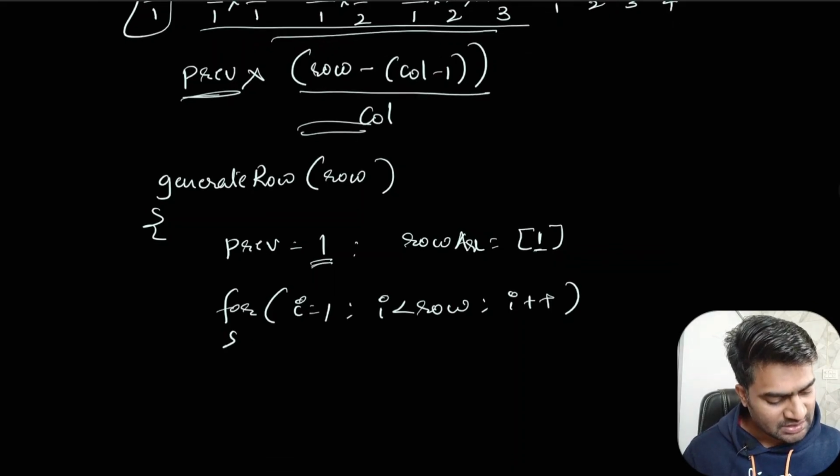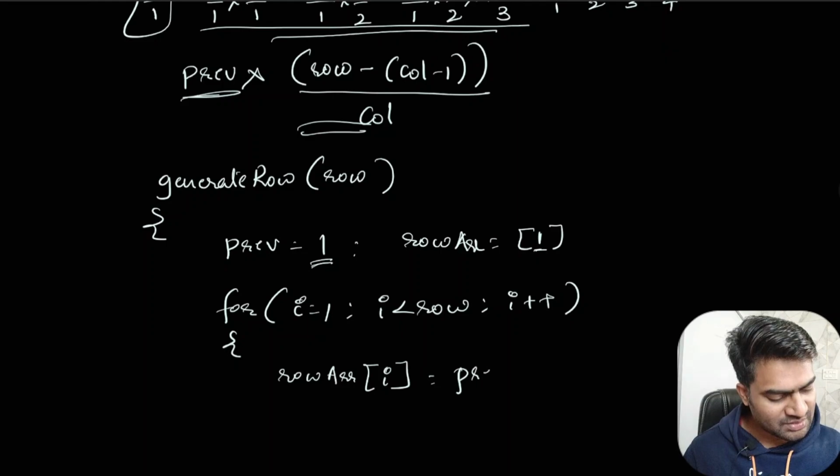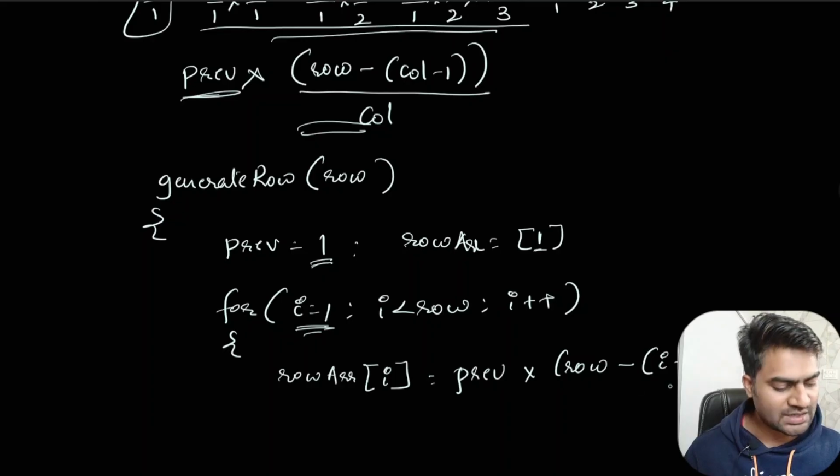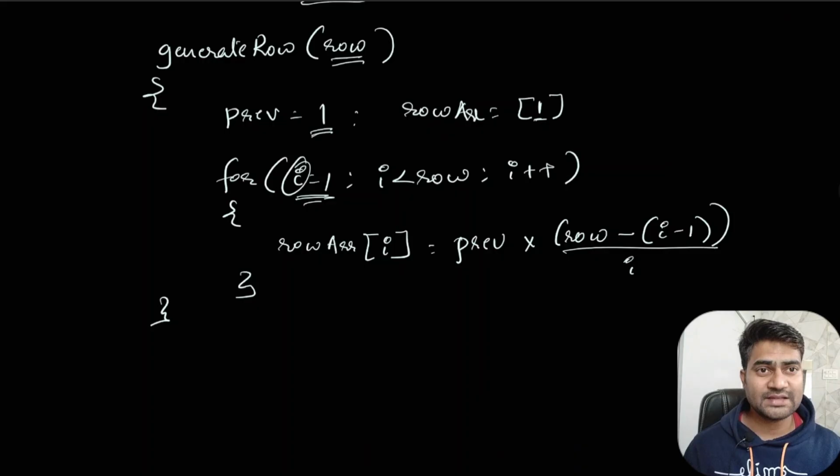Now our row array of i equal to our previous value into row minus column, which is this one only, so i minus 1, we can also call it column, divided by i, correct? So this will generate one row for me. This is how I generate one row.